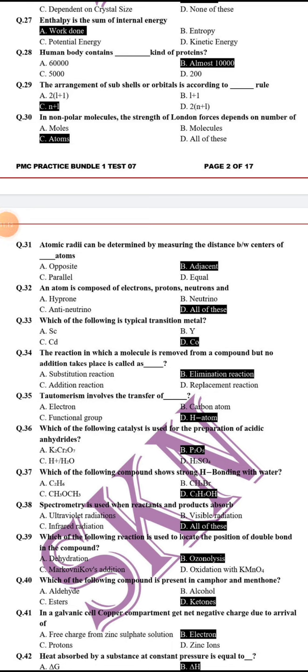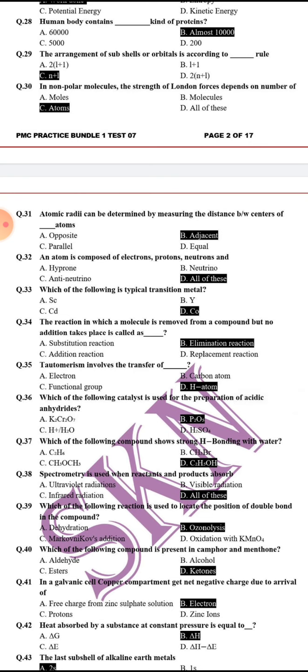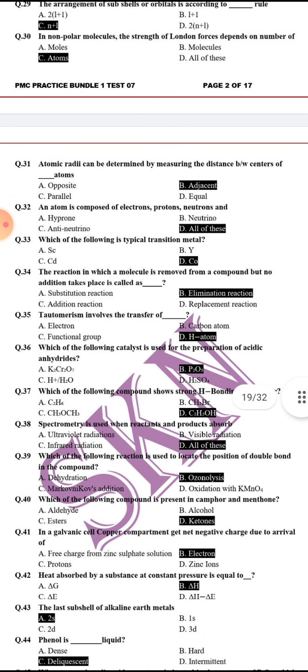Option delta. The reaction in which a molecule is removed from a compound but no addition takes place is called elimination reaction. Tautomerism involves the transfer of a hydrogen atom from the carboxylic part to the ammonia part. Which of the following catalysts is used for the preparation of acetic anhydride? Phosphorus pentoxide, P2O5. Which compound shows strong hydrogen bonding with water? As we have discussed, ethyl alcohol will show more strong hydrogen bonding with water.